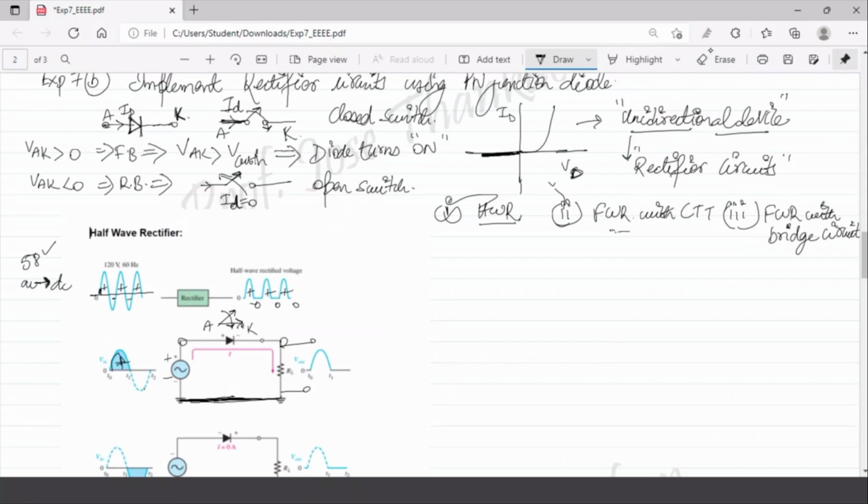That means if this is a closed switch, the diode is actually connecting these two points. As a result, whatever the source voltage is, that will come across the load resistance. So what is the source voltage? The source voltage has this waveform in the positive half. The same waveform will come across the load also in the positive half.